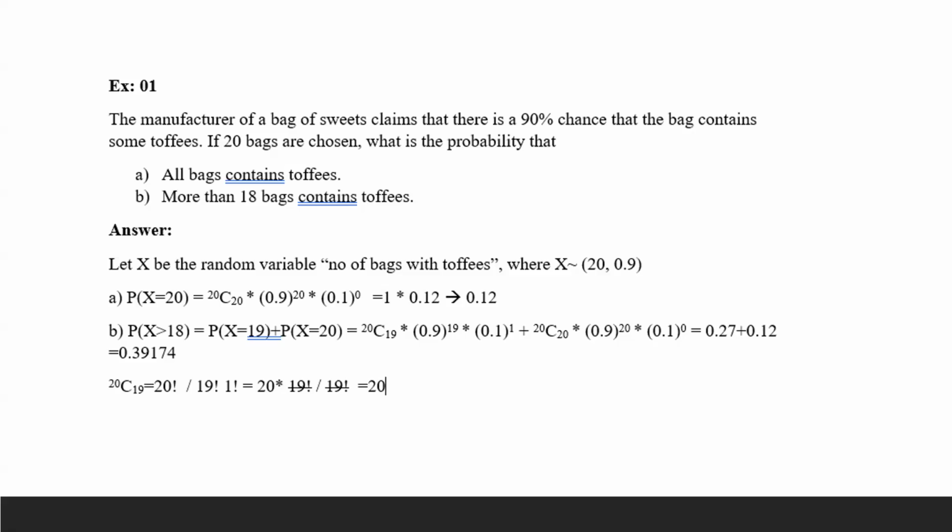What is the symbol we can use to represent these 20 bags? N, capital N. That is the total number of possible occurrences. Okay, good. By using capital N, we can represent 20. Then, probability.